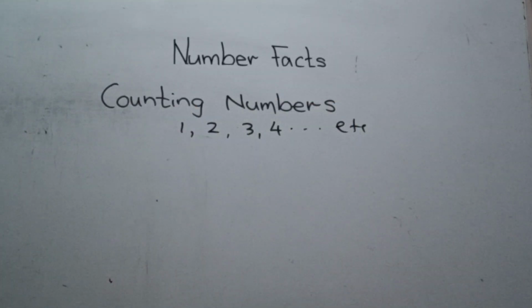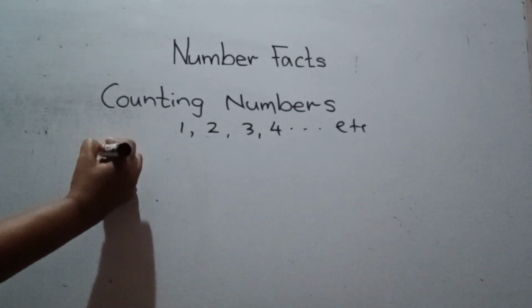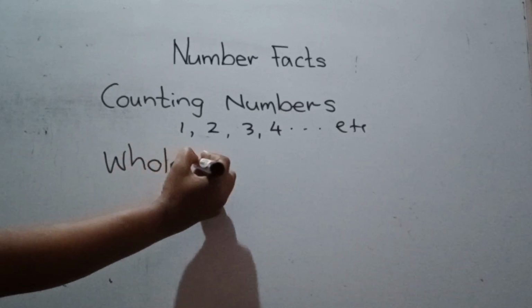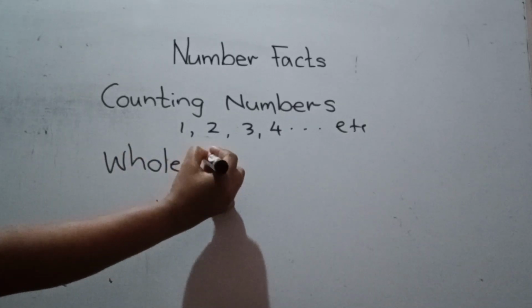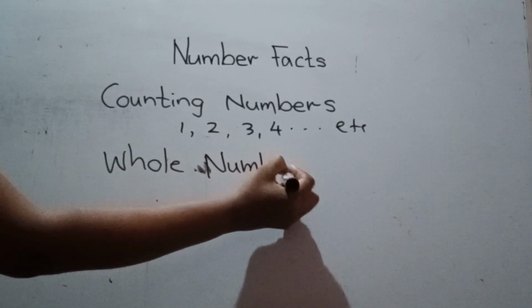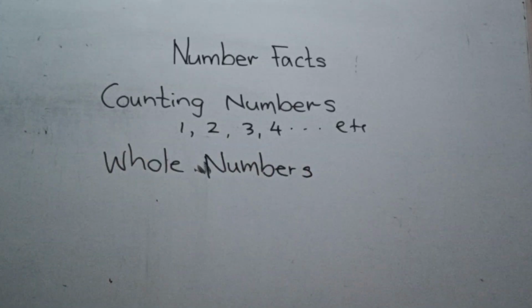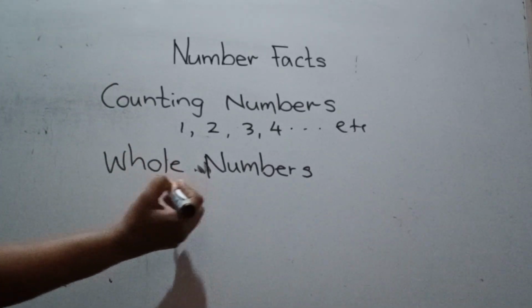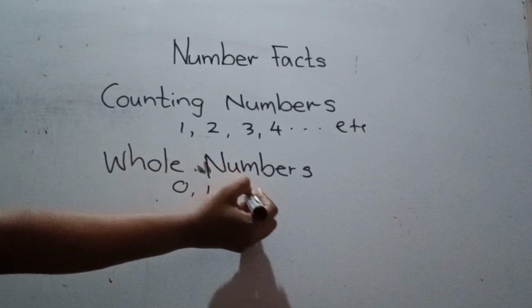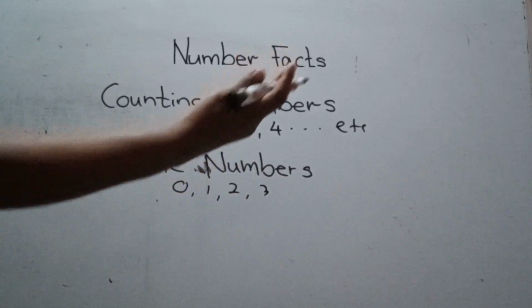Next, we'll discuss the whole numbers. What are whole numbers? The counting numbers with 0 we call whole numbers. That means 0, 1, 2, 3, etc.